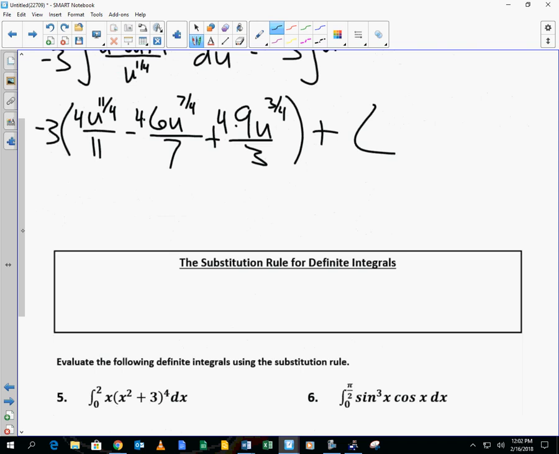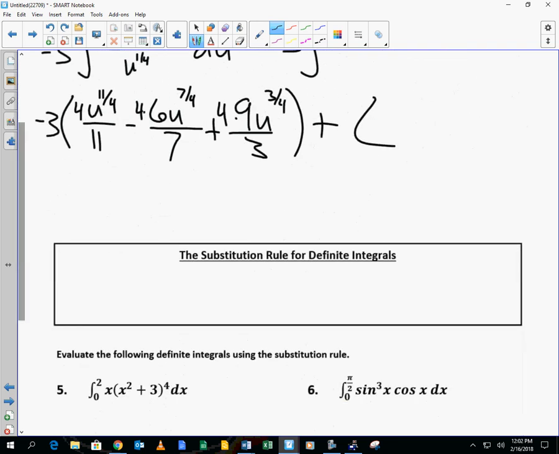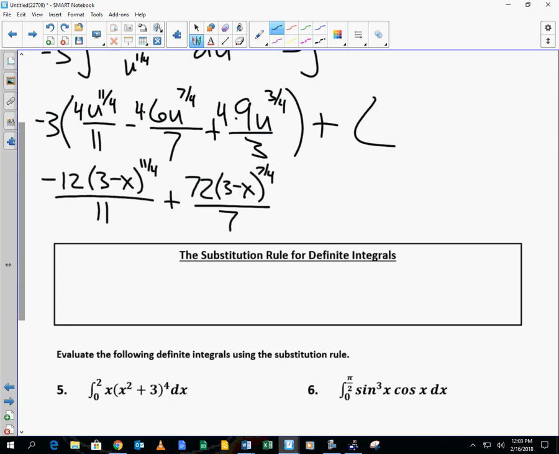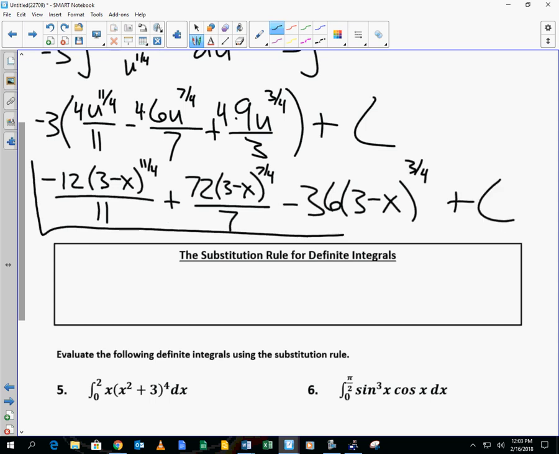Okay, we'll substitute u back in. What is u? It's 3 minus x, and I got multiplied by negative 3. So I get a negative 12 times 3 minus x to the 11/4 over 11, plus, let's see, 6 times 4 is 24 times 3 is 72, and it'll turn positive. So 72 times 3 minus x to the 7/4 over 7, minus, the 3's cancel, 36 times 3 minus x to the 3/4 plus a constant.